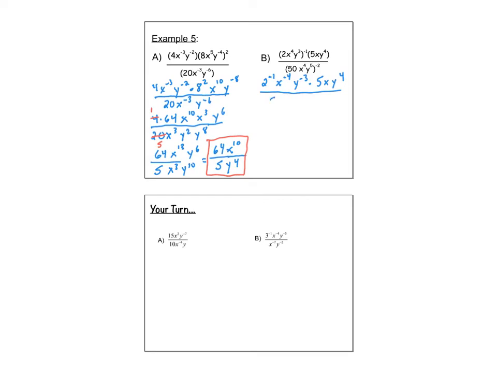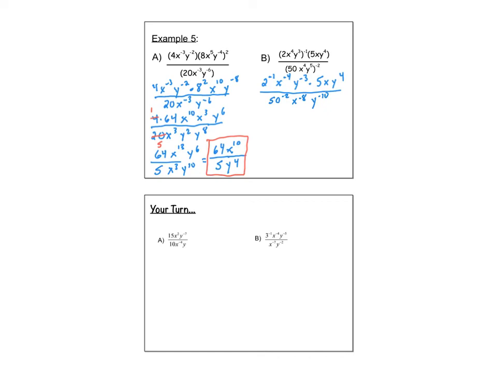Down here in the denominator, they have a power to a power, so it becomes 50 to the negative 2. X to the 4th to the negative 2, multiply the powers, you get x to the negative 8. Y to the 5th there to the negative 2, you multiply your powers, you get y to the negative 10.